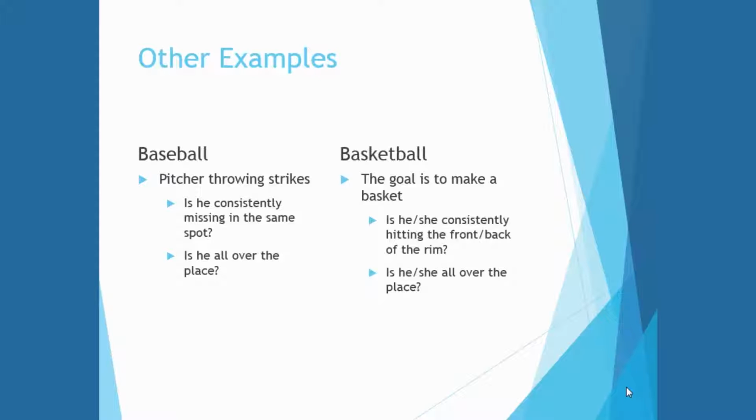In basketball, the goal is to make a basket. If he or she is consistently hitting the front or the back of the rim, it's reliable. You know that when they shoot this ball, it's going to hit the front of the rim. Brick. And you see that. If they're all over the place, you know that it's not reliable. That's in everyday life. You see this.